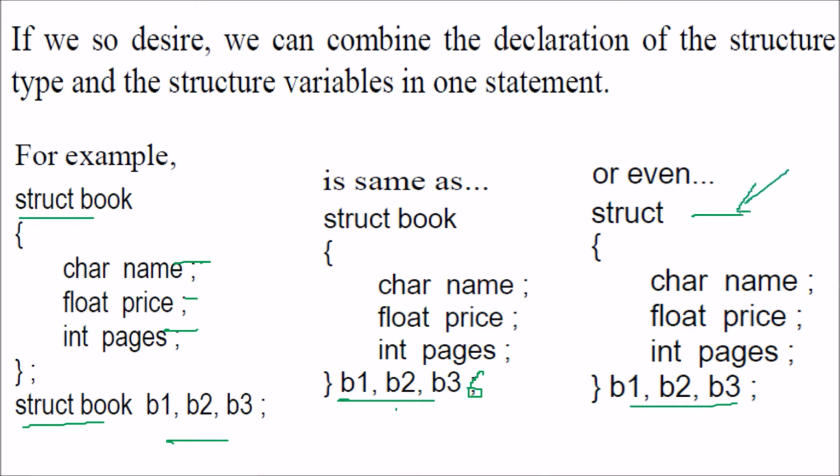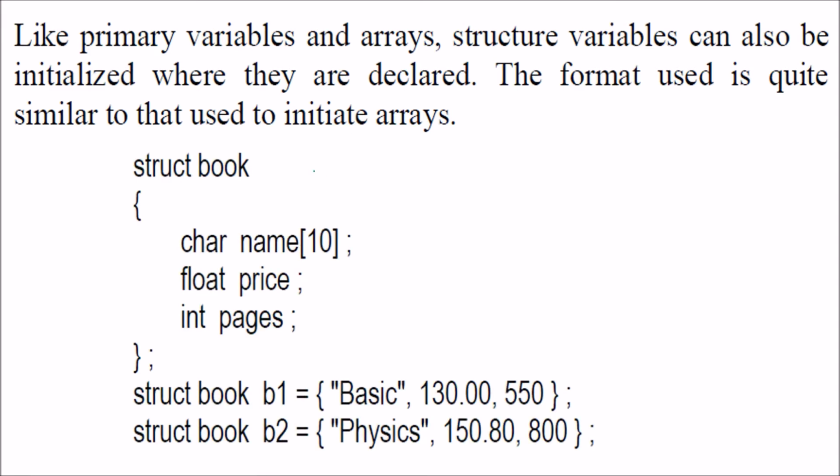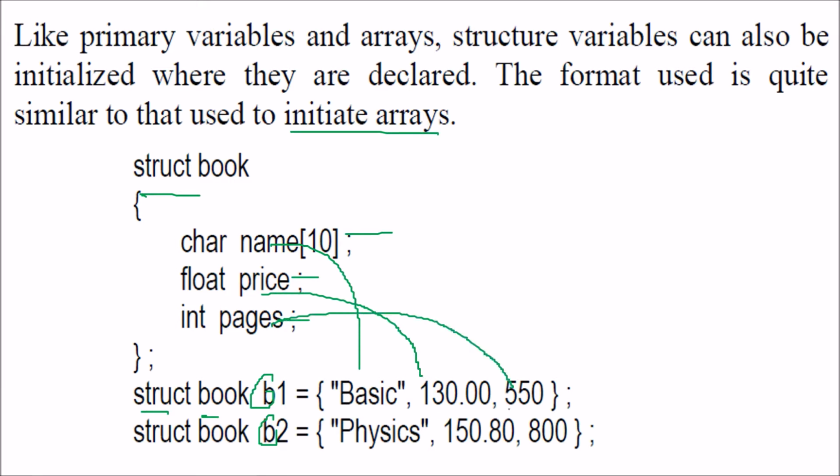And please understand, because this type of question is normally asked. The way primary variables and arrays are dealt with, because we said structure variables are variables only, the format is quite similar to how we initialize an array. This is a structure. We have name, price, and pages. How to initialize? We say struct book, this is B1, struct book B2, and we have initialized the name as basic, price as 130.00, pages as 550, and likewise for B2 also.